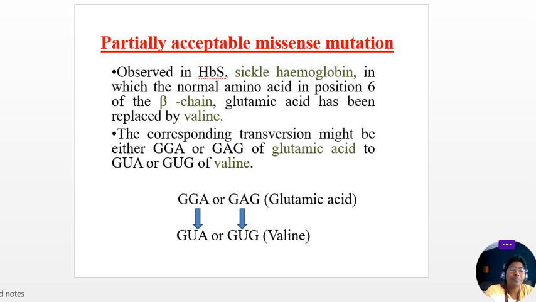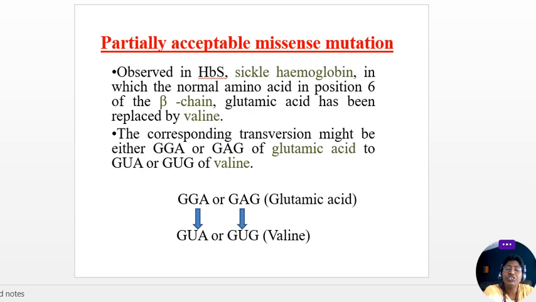In the partially acceptable missense mutation, that is sickle hemoglobin. Here, in normal hemoglobin, the amino acid at position 6 of the beta chain is glutamic acid.